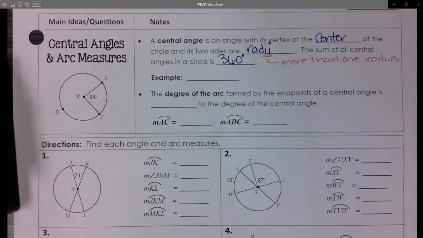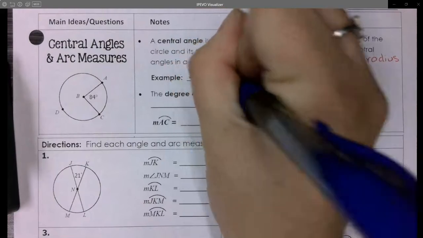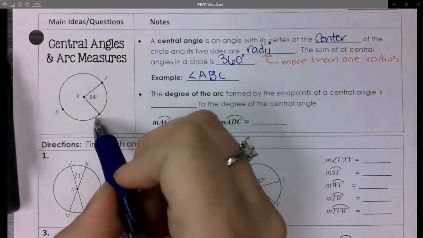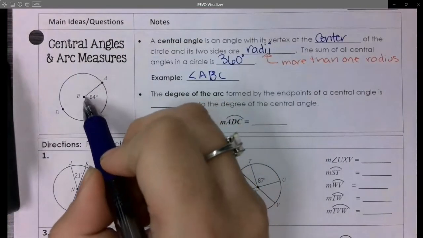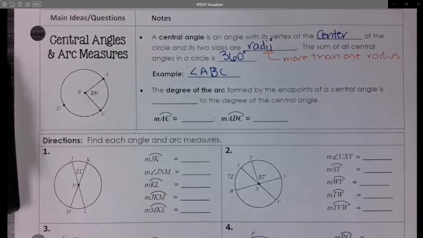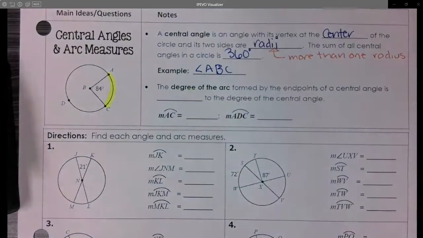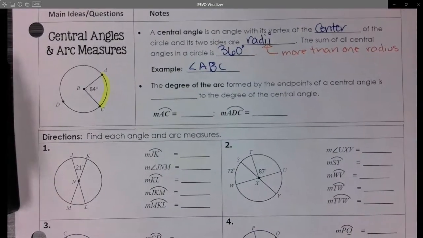An example of a central angle in this picture is angle ABC. So it has an arc right here, and it's centered at the center of the circle, and both radii are the sides. So the next thing we have is the degree of the arc formed by the endpoints. So this part right here is the same as the degree of the central angle.